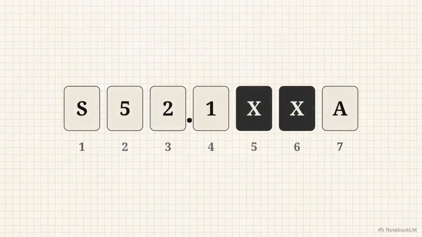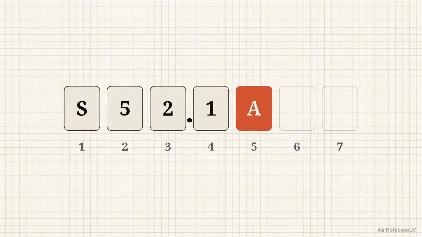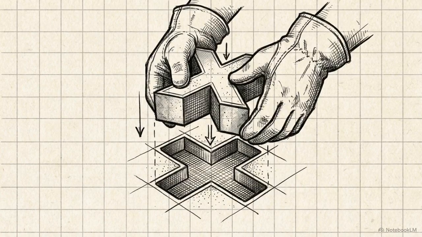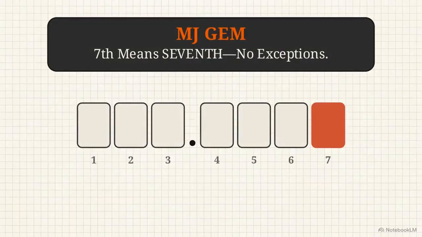If you fail to deploy the X when working with short base codes, the 7th character will slide backward into the wrong slot by default. That backward shift destroys the positional integrity of the data field, resulting in the same immediate denial we saw earlier. Mastering the deployment of the placeholder X is the only method you have to protect the absolute position of the 7th character and maintain strict code compliance. Remember, 7th means 7th, no exceptions. With a 6-character base code, the 7th character slides perfectly into place. For a 5-character code, use 1 X to bridge the gap. For 4 characters, deploy 2 X placeholders to span the distance.